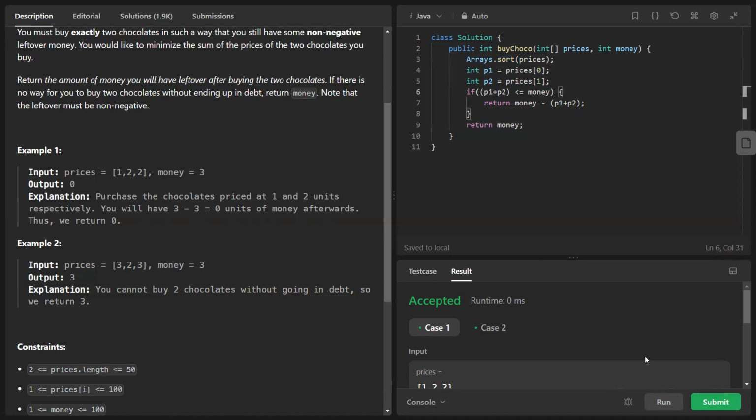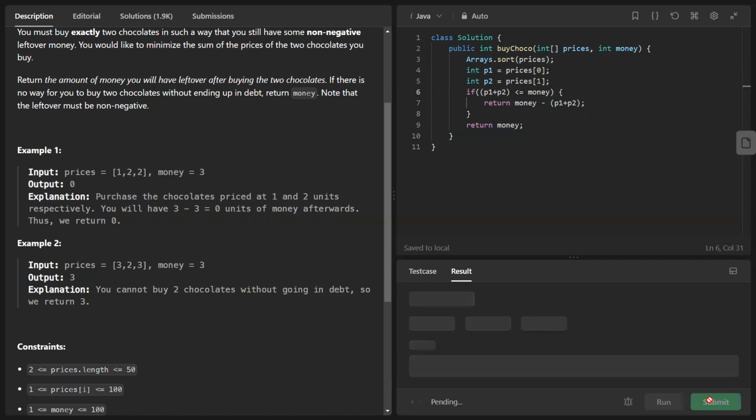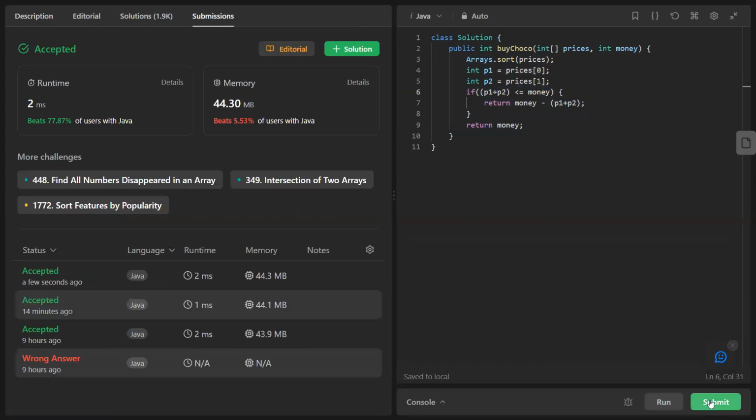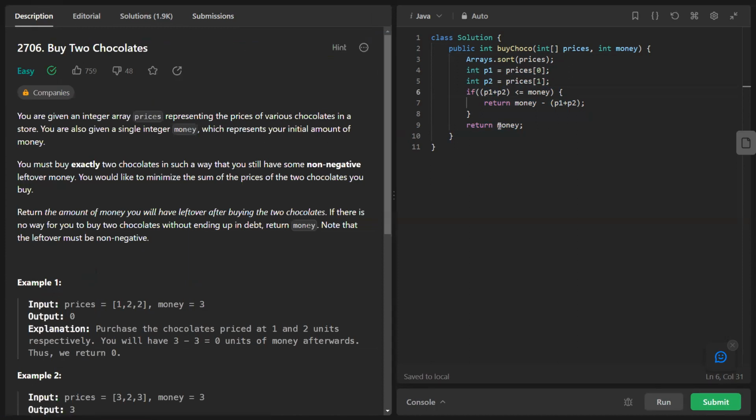And if we submit it, it will get accepted. Okay, so yeah, it is taking 2 milliseconds and it is beating 77.8% users. Now let's come up with a bit faster approach. That is, I will iterate over this prices array and find out the least value and the second least value, and then I'll do this same thing.